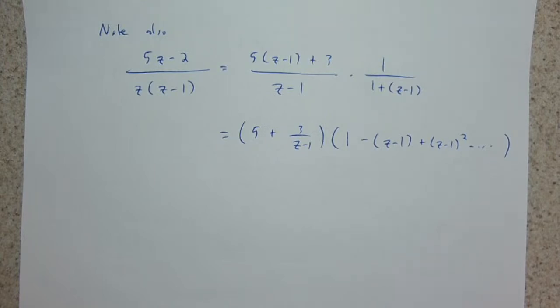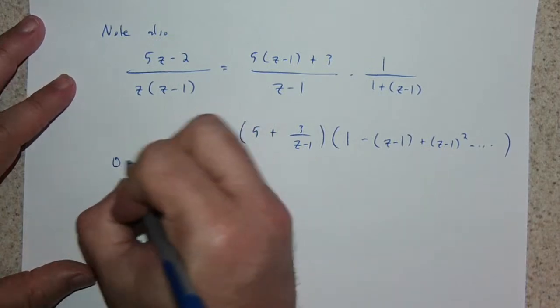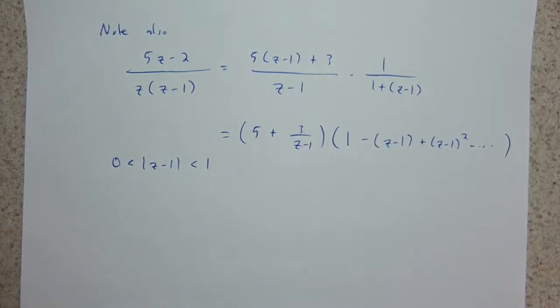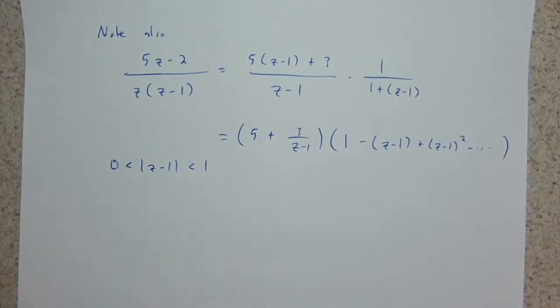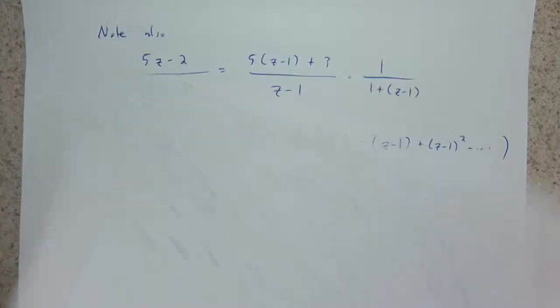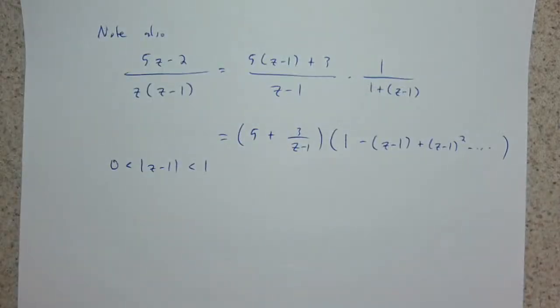This holds when the modulus of z minus 1 is strictly less than 1, which is the setting that we're in. Recall, C is the circle of radius 2 centered at the origin, so this is fine. This is a good example of showing where exactly those bounds come in.